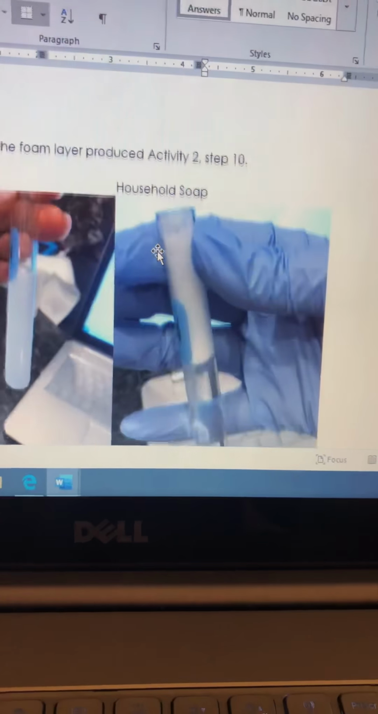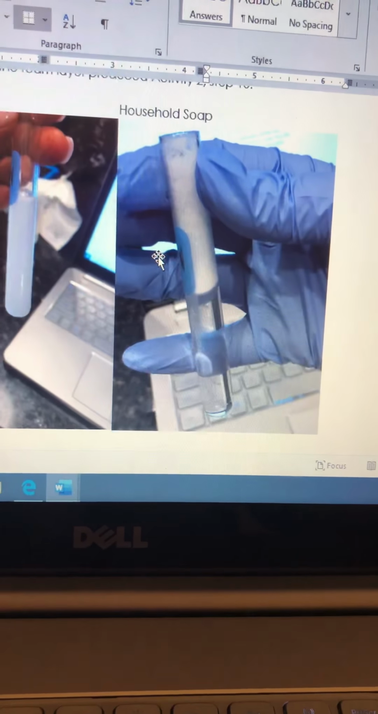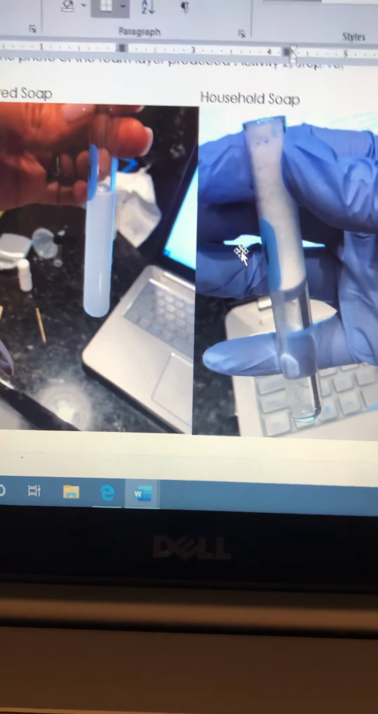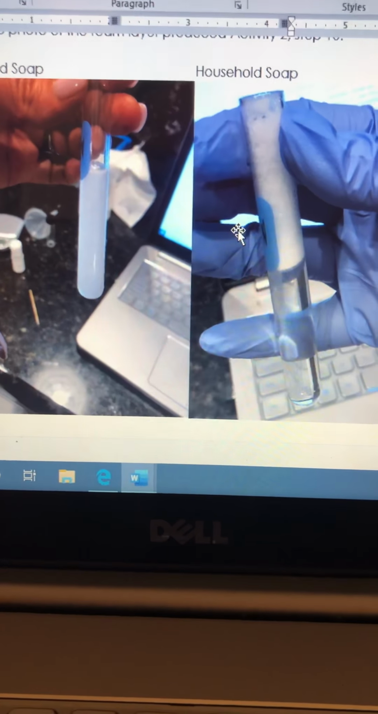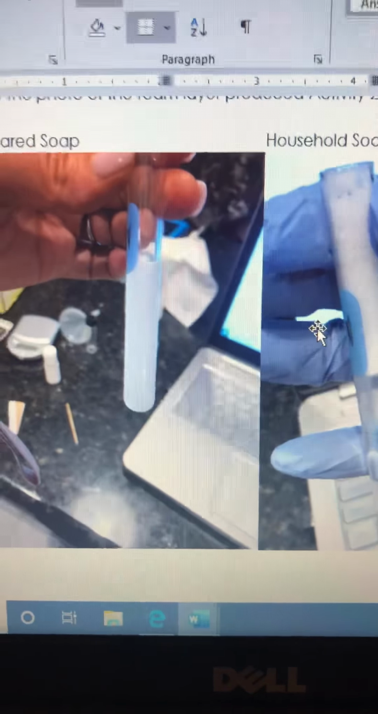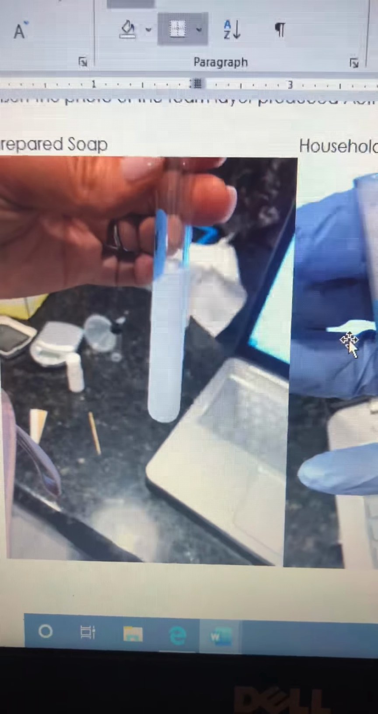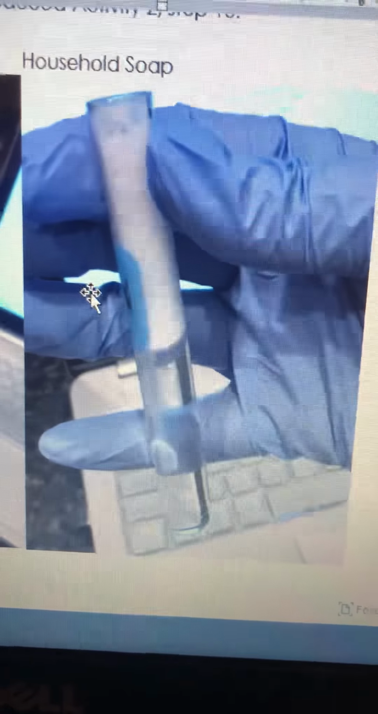For photo number 2, this is after adding 2 drops of the vegetable oil. For the prepared soap, you see that it's very cloudy. You can't really see it in the picture, but there were some signs of an oily substance in the mixture. For the household soap, it's very clear, but super bubbly and foamy.